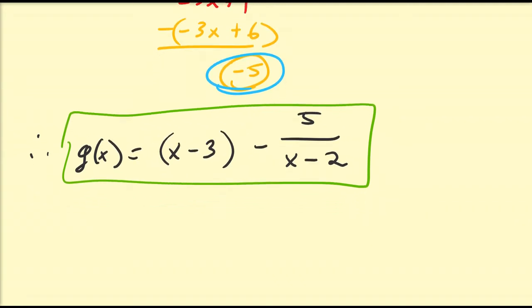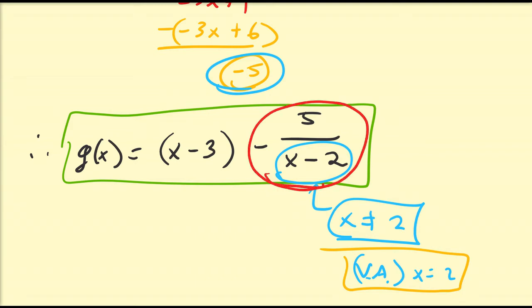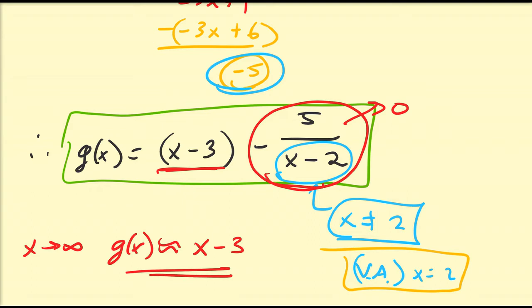So clearly we can see from this expression that x cannot be equal to 2. So this is going to correspond to a vertical asymptote of x is equal to 2. That's extremely important because that's a crucial piece of information in our graph. Now, what happens as x tends to infinity? As x tends to infinity, this portion here is going to get extremely small and go to 0. But this portion as x tends to infinity is going to increase in a linear fashion.